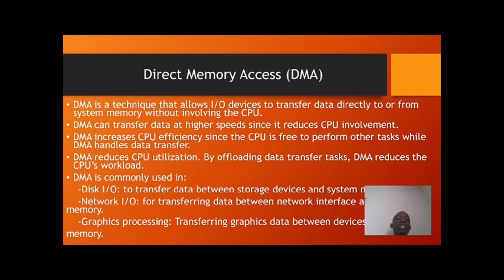DMA is commonly used in disk I/O, that is, it transfers data between storage devices and system memory, and also in network I/O for transferring data between the network interface and system memory, and also in graphics processing, which transfers graphics data between devices and system memory.